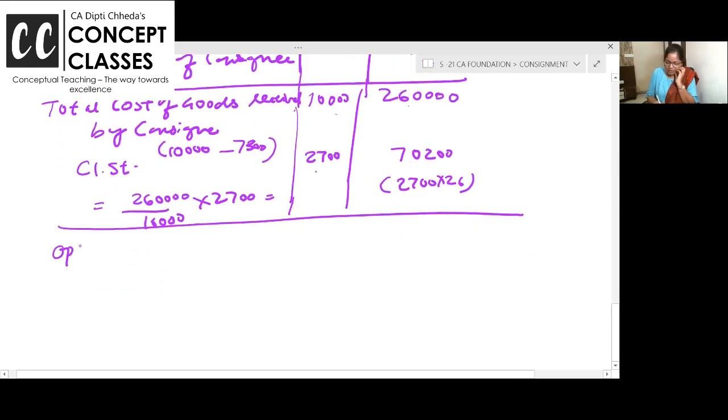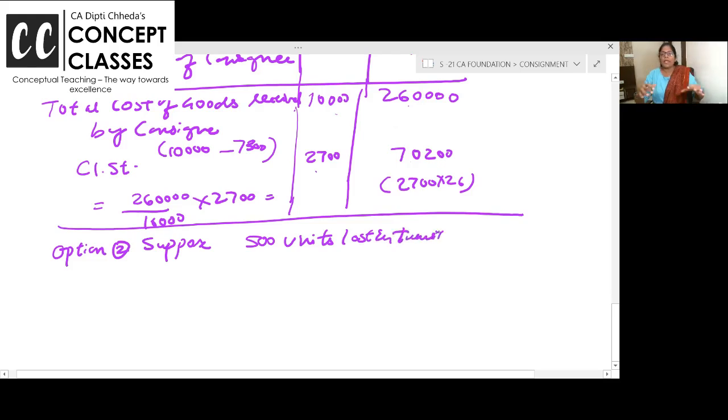It's not asked. I am giving one option too. Suppose 500 units are lost in transit. On the way they got lost, destroyed, something happened. What do you call it? Abnormal loss. It's not given. I'm just making you practice.